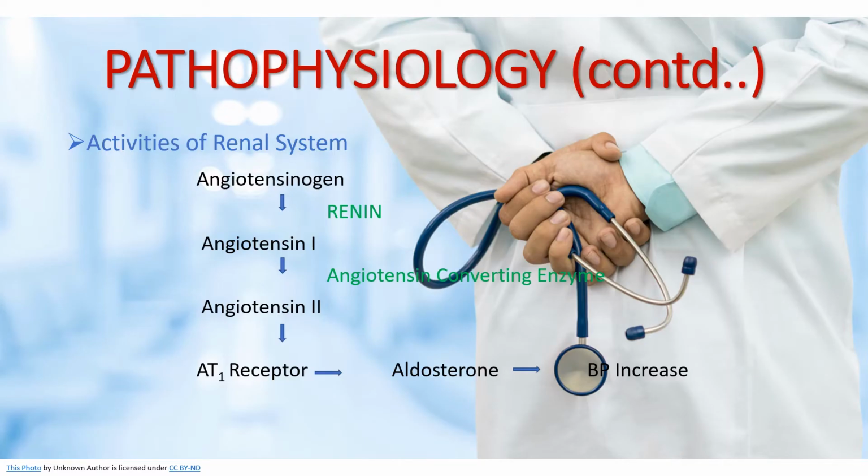The next mechanism to discuss are the activities of the renal system. Renin converts angiotensinogen into angiotensin 1, which is thereafter converted to angiotensin 2 by an angiotensin converting enzyme, or the ACE, which is found in the lungs. This angiotensin 2 stimulates secretion of aldosterone from the adrenal cortex. This aldosterone causes the tubules of the kidneys to increase the reabsorption of sodium and water into the blood, which increases the volume of fluid in the body, and this increases the blood pressure.